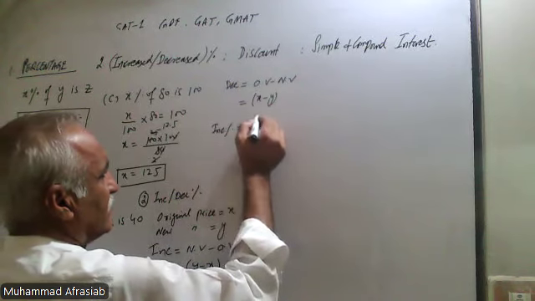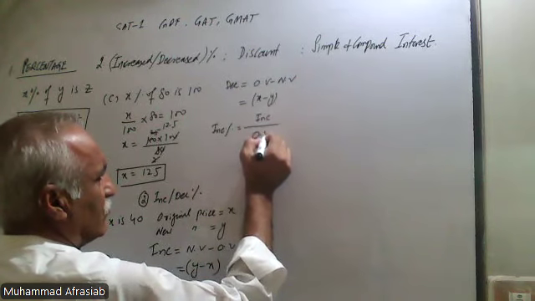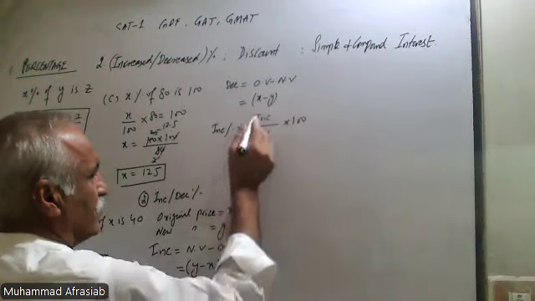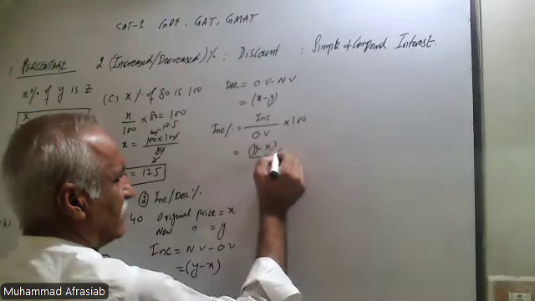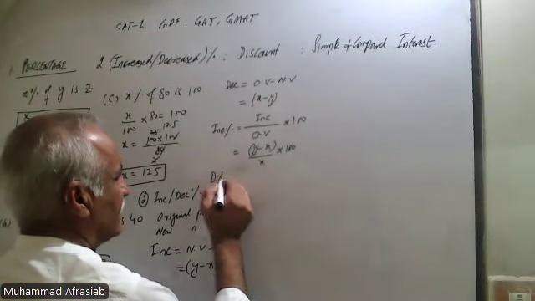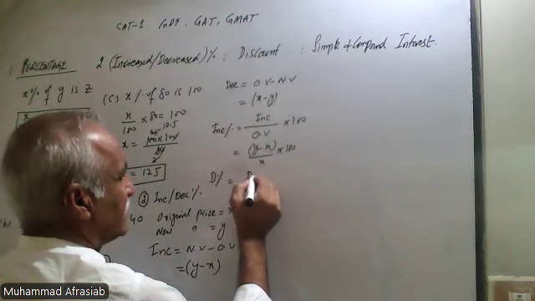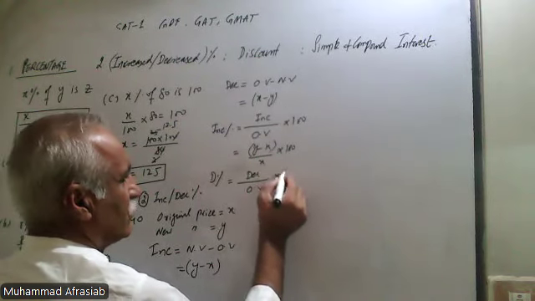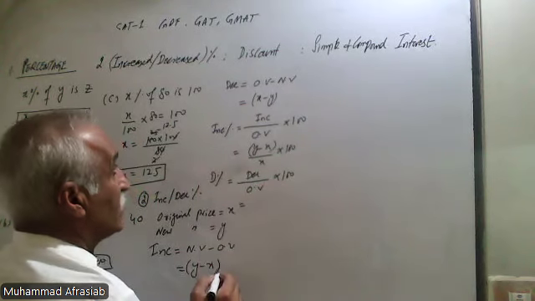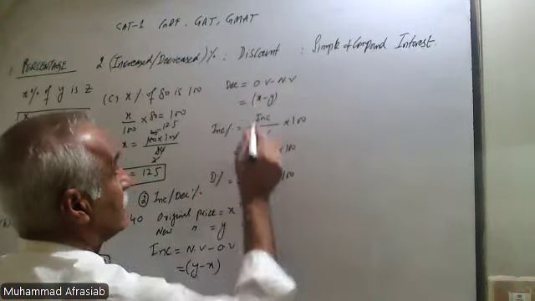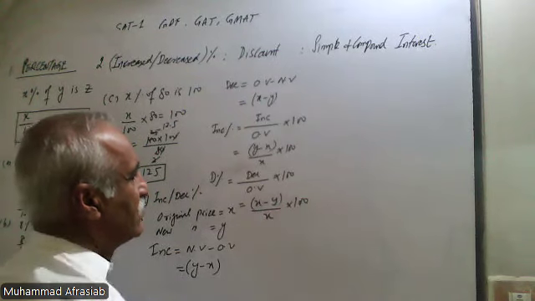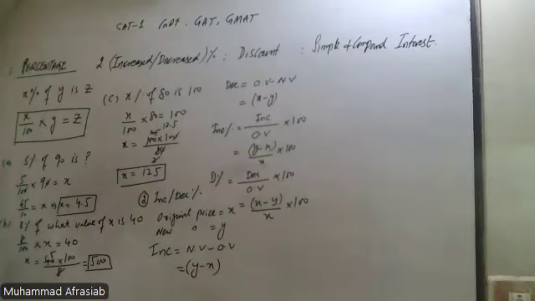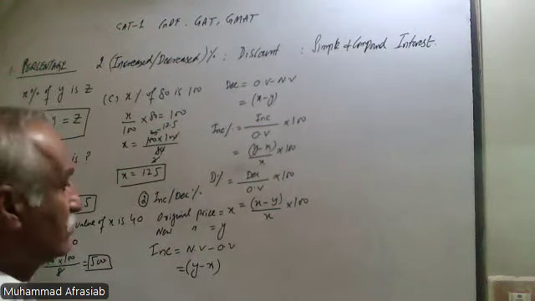If it is an increased percentage, then we know it is the increase over the original value into 100. So the increase is Y minus X over X into 100. Similarly, the decreased percentage is the decreased value divided by the original value into 100, that is X minus Y over X into 100. This is the way you find the increased or decreased values for any given object.